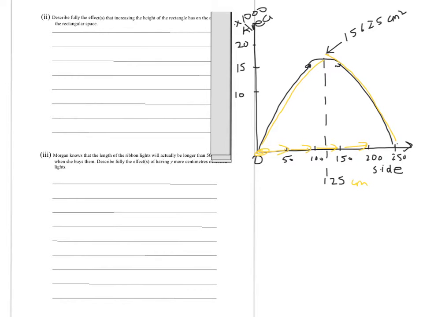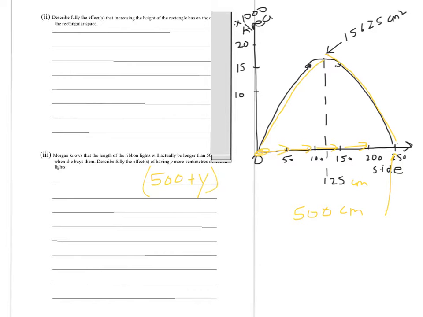Now, Morgan is going to have a longer ribbon. So the ribbon is going to be 500 plus y. So the ribbon length is going to be 500 plus an amount. Now I want you to look at the parabola graph here. When we had 500 centimetres of ribbon, this end value was half of that.